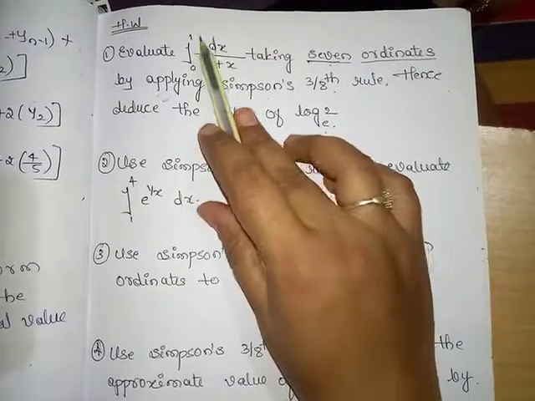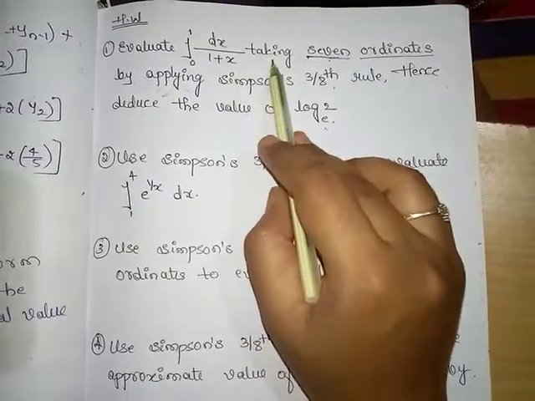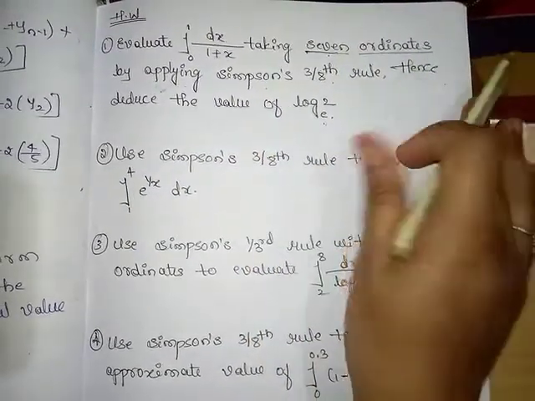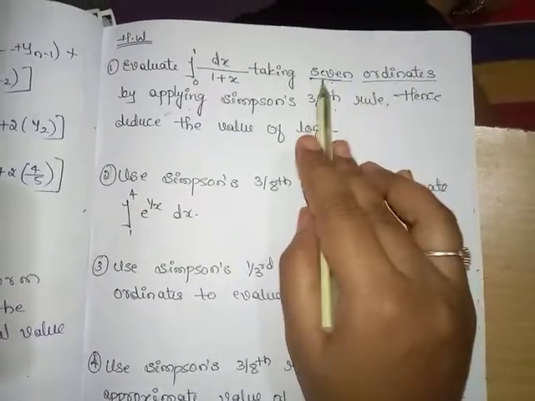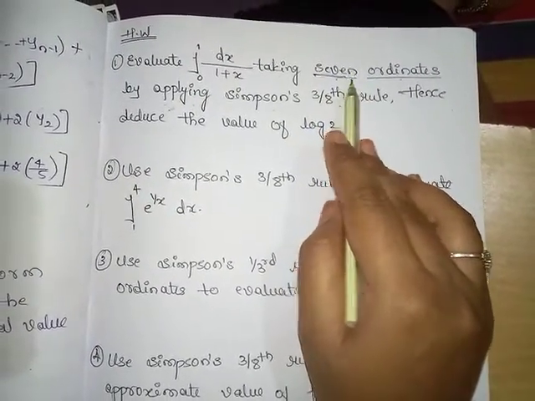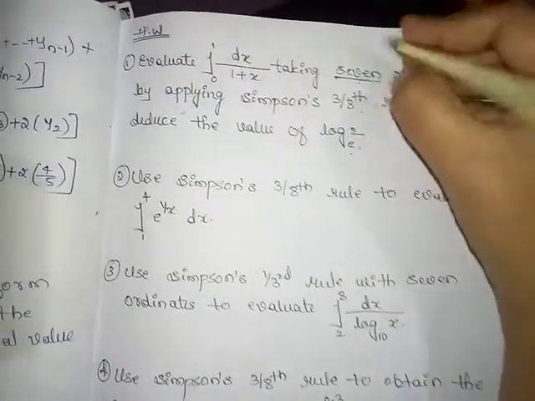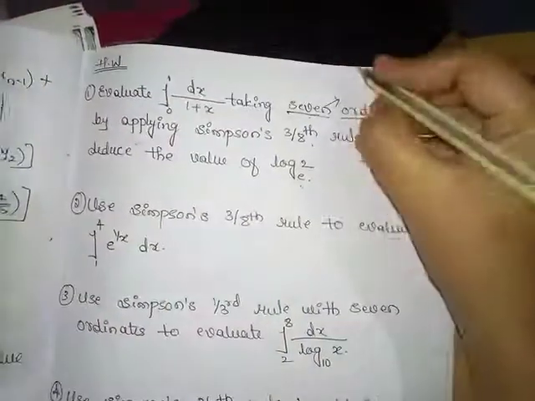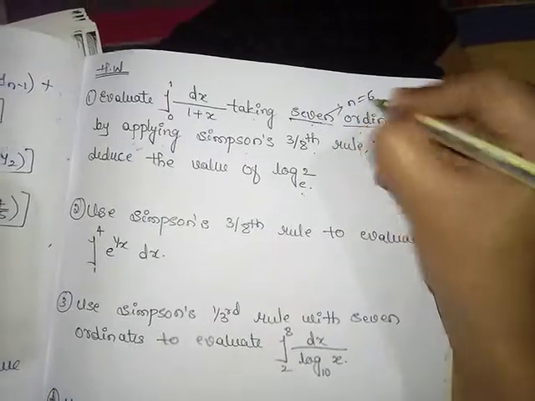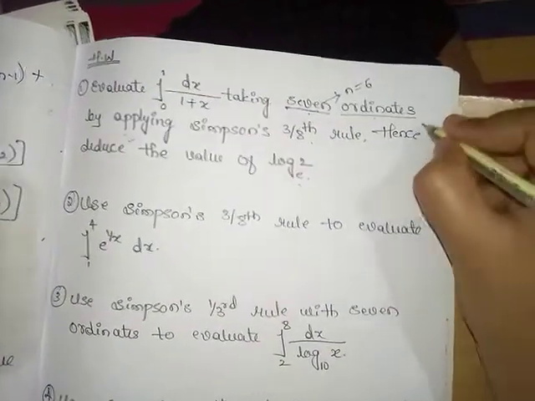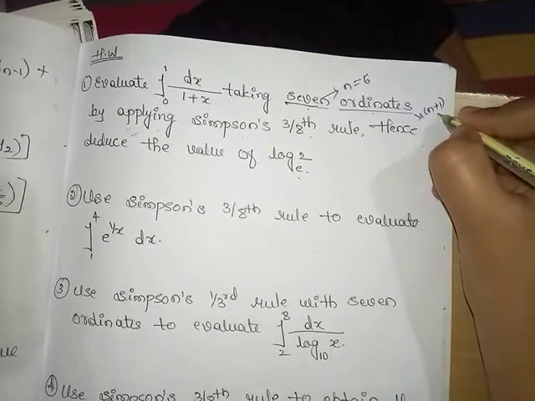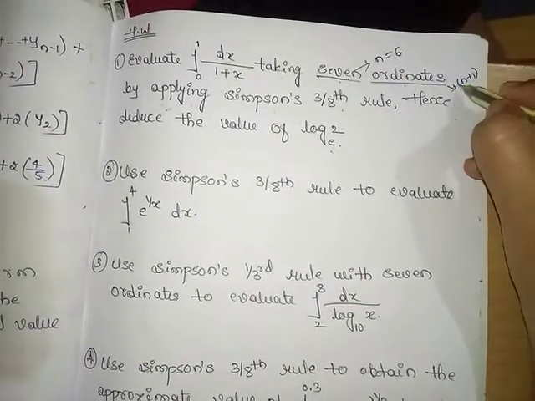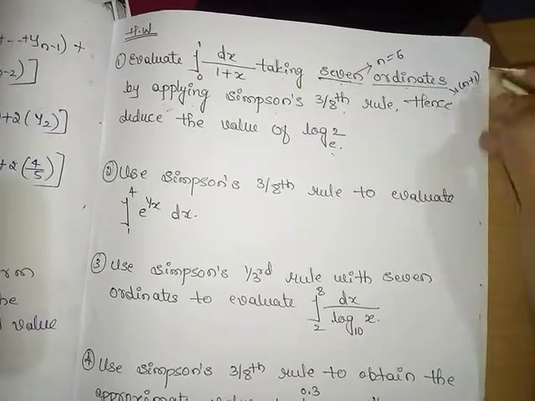Evaluate the integration from 0 to 1 of dx divided by 1 plus x, taking 7 ordinates. Here 7 ordinates means what? These are the n plus 1. N plus 1 is 7, means how much? The value of n is equal to 6. Here n plus 1 is 7, means n value is 6.